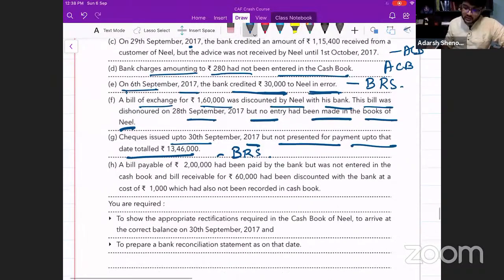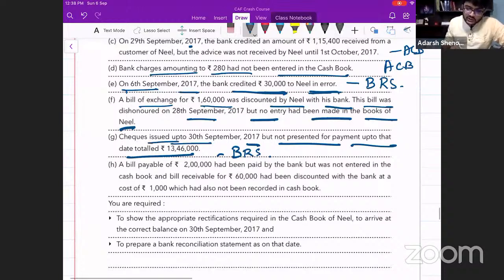It will come in the BRS because, see, we have issued the check. We will record it when we have issued the check. The banker will record it when it is presented for payment. This is a genuine timing difference. This is no one's mistake. I've been telling you this since yesterday. It is no one's mistake.